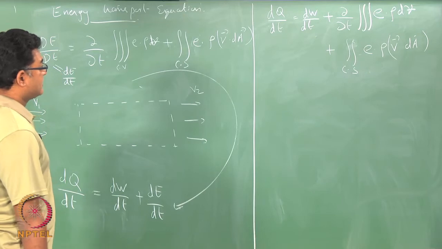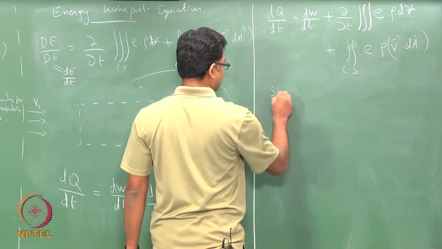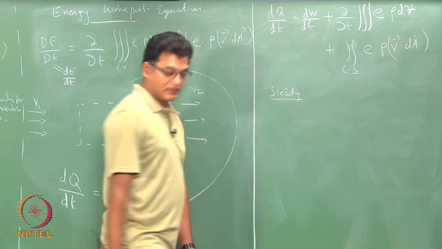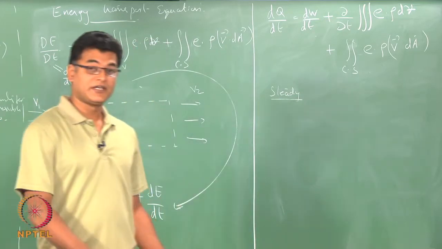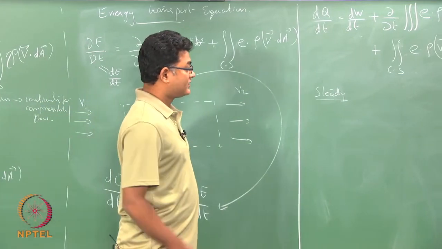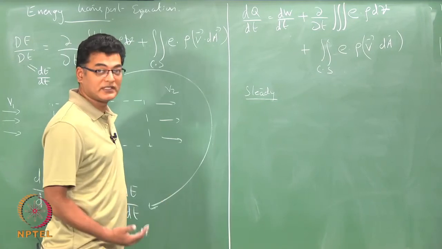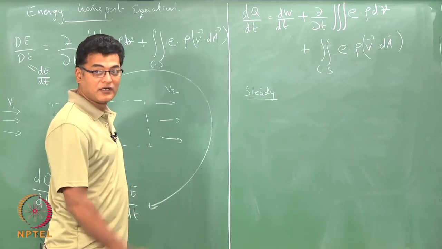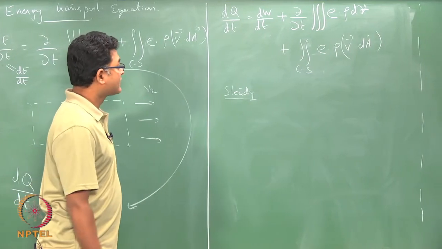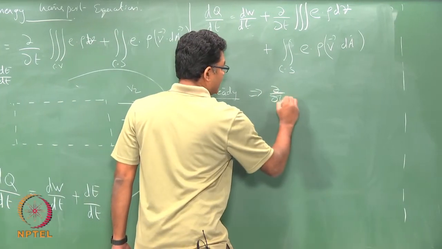So, the first assumption is steady flow, because in this course we will concentrate on steady phenomena in compressible flow. The unsteady part brings in other interesting dynamics which we are most likely not going to discuss in this course. Steady implies dou by dou t equals 0.